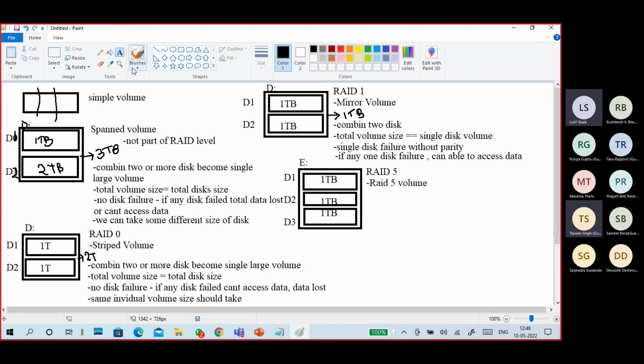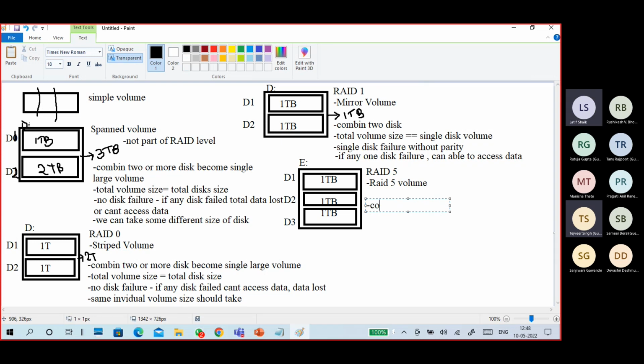It is a combination of 3 or more disks. Mostly we use 3 disks. More disks means the volume numbering changes a little. So, combine 3 or more disks. That is one.